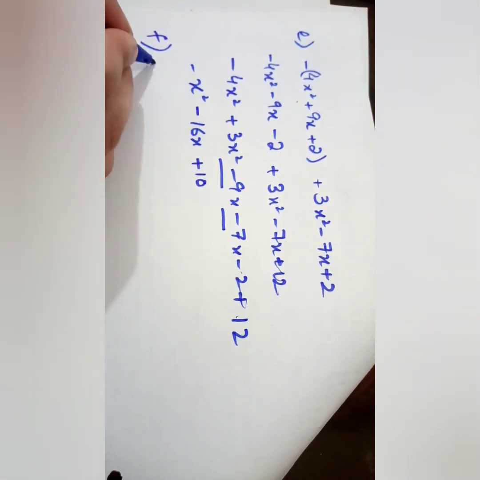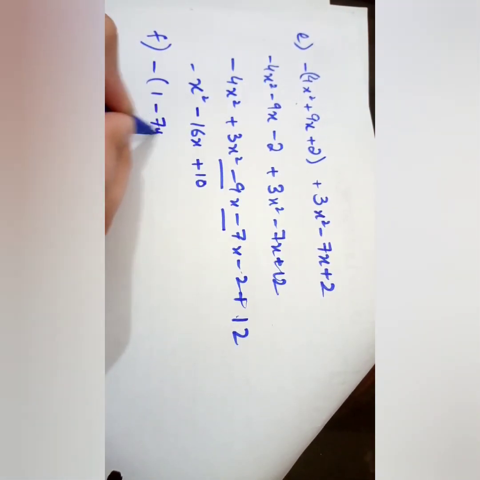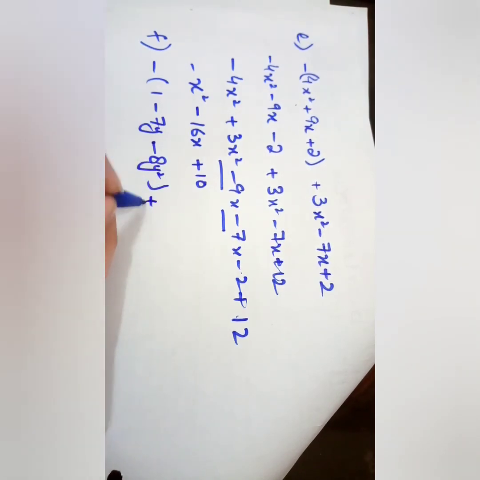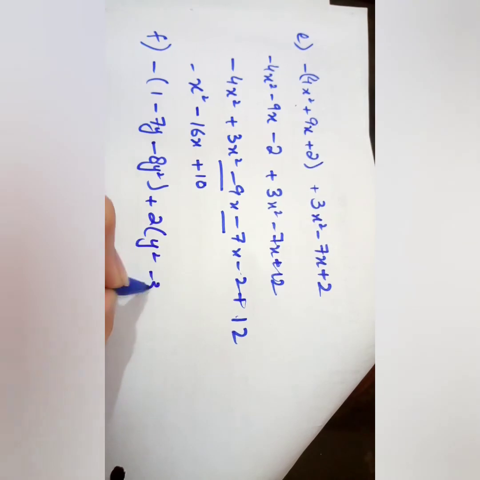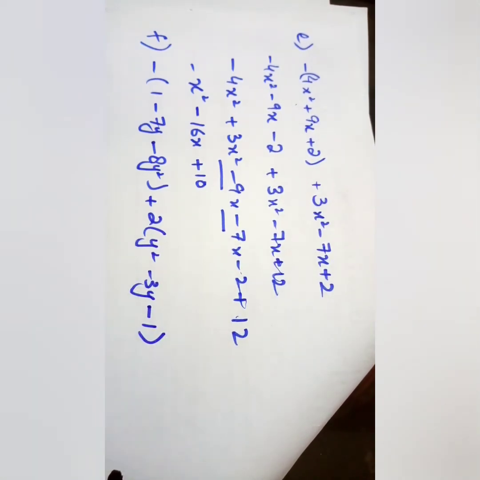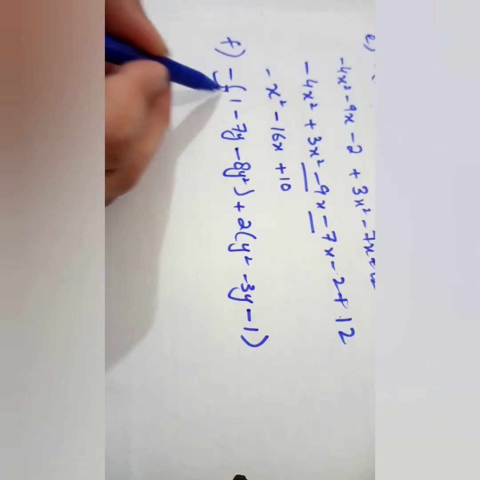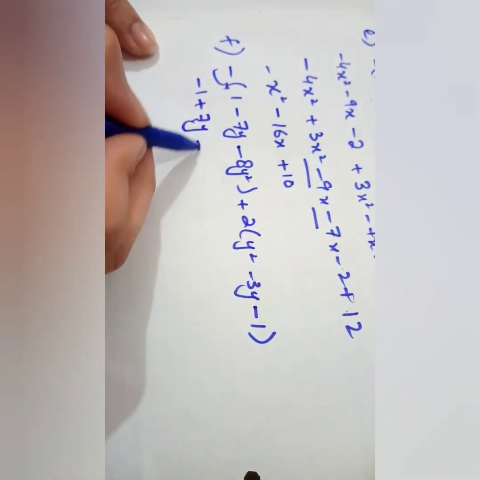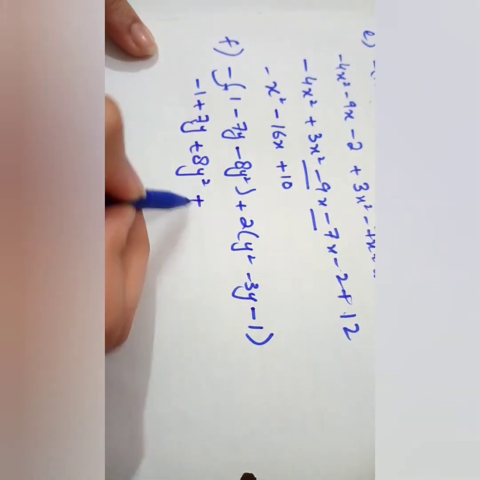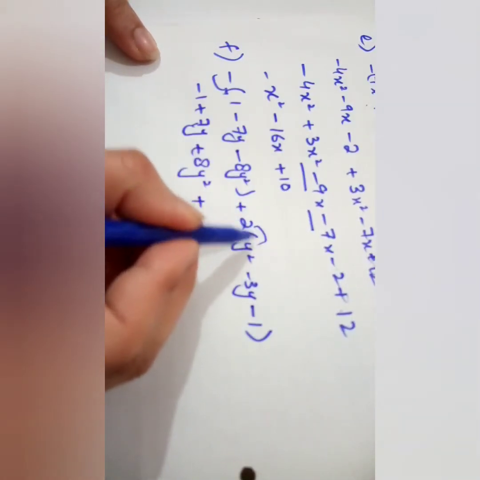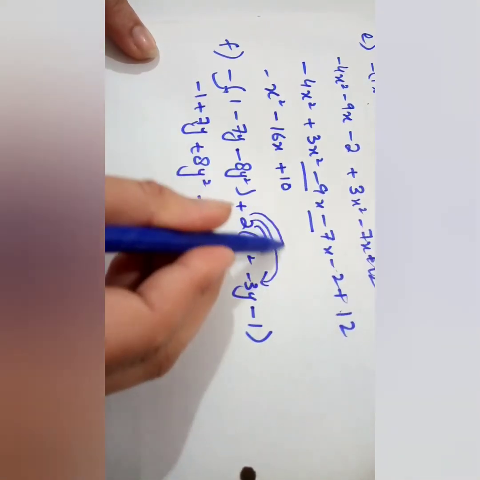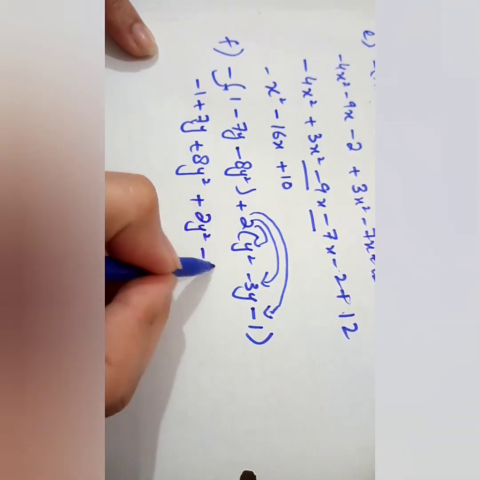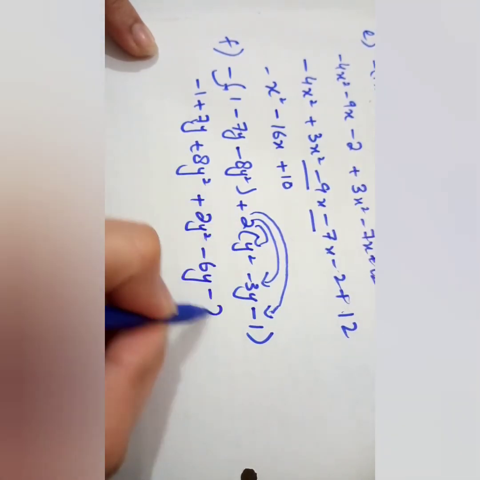Now move towards part F. Minus 1 minus 7y minus 8x squared, plus 8y squared, plus 2 into y squared minus 3y minus 1. Now change the sign again. Minus 1. Then this minus becomes plus 7y. Then next plus 8y squared, plus these two multiply all the terms inside the bracket one by one. 2 ones are 2y squared, then minus, 2 threes are 6y, and the next one is minus 2.